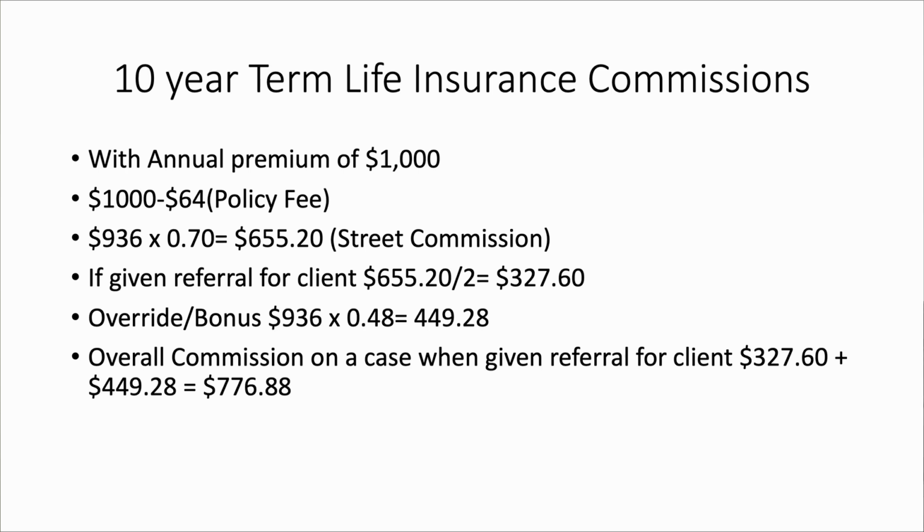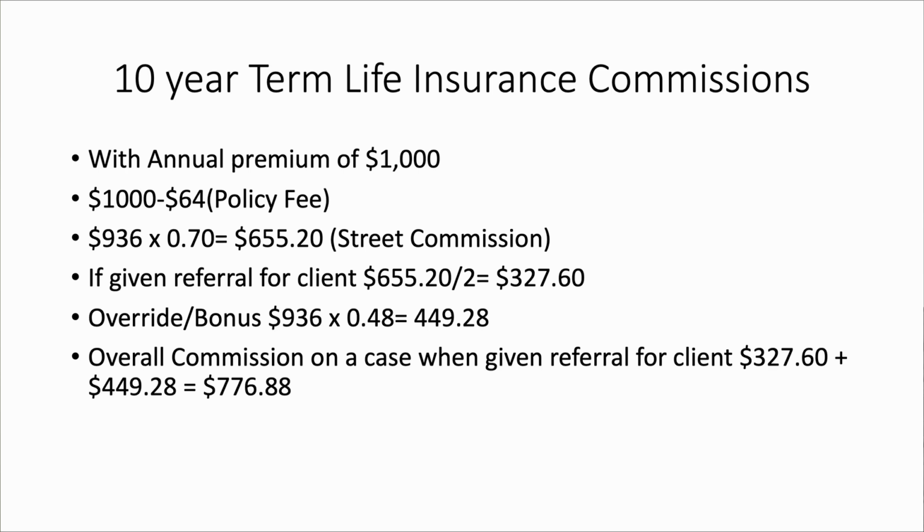So even though you're making $655, how much are we making in an override example? Usually about 48%. Minus the policy fee. Okay, so what's 48% of that $1,000? So from the $936, because you got rid of the policy fee, it's $449.28. Then you add that with the original street commission, and you get $776.88 for just this one.